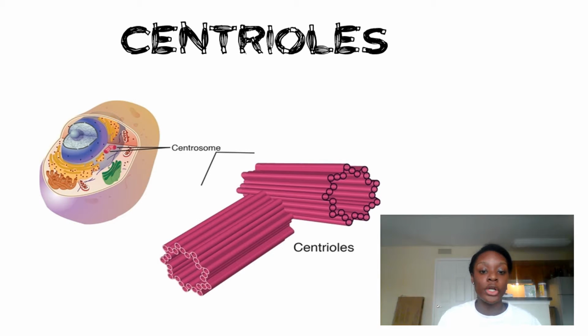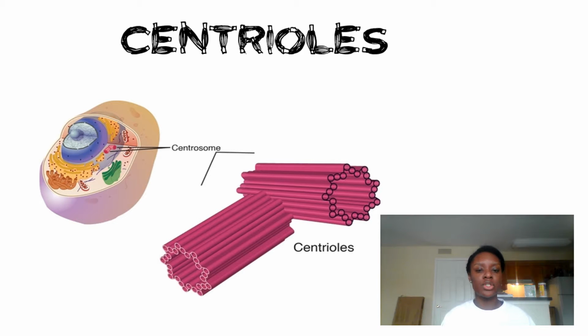Centrioles. Centrioles are organelles in the cell. They are only found in animal cells. The main function of a centriole is to help with cell division. Centrioles form spindle fibers to separate chromosomes during cell division and mitosis.